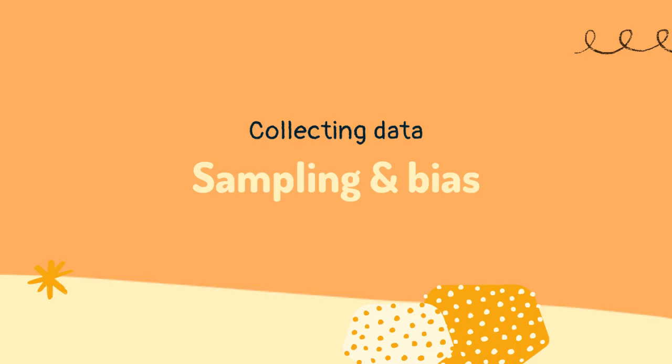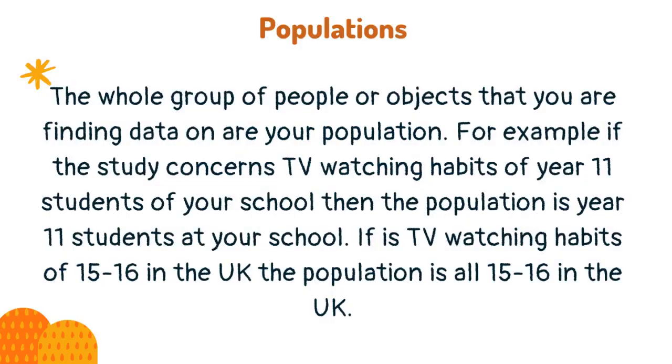Sampling and bias. The whole group of people or objects that you are finding data on are your population. For example, if the study concerns TV watching habits of Year 11 students of your school, then the population is Year 11 students at your school. If it is TV watching habits of 15 to 16-year-olds in the UK, the population is all 15 to 16-year-olds in the UK.